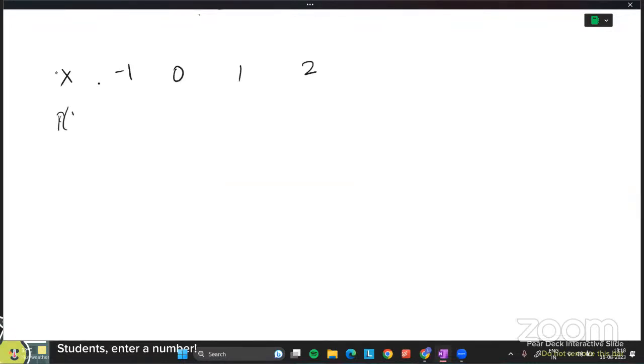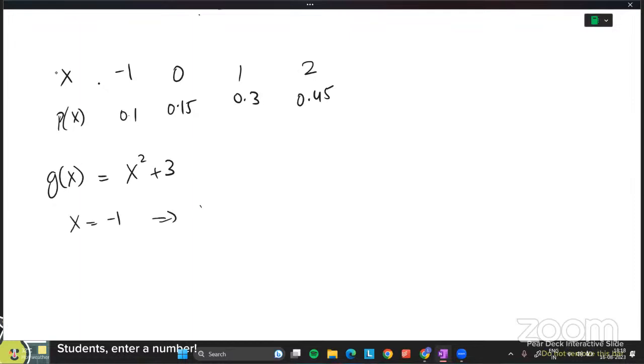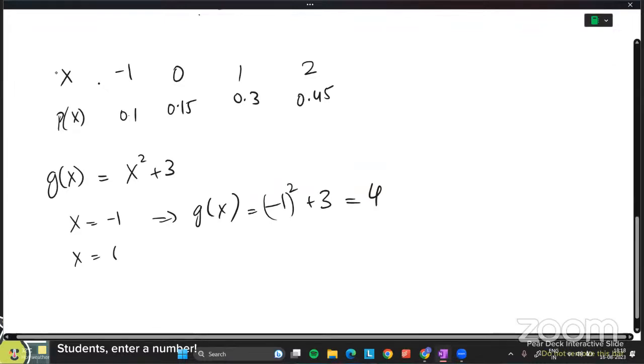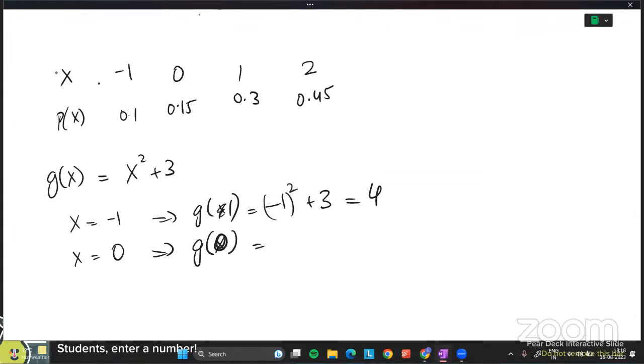Yeah, so this is our distribution for x. Now we have g of x as x squared plus 3. If x is equal to minus 1, then we have g of x as minus 1 squared plus 3, which is 1 plus 3, 4. If x is 0, then we have g of 0 as 3.